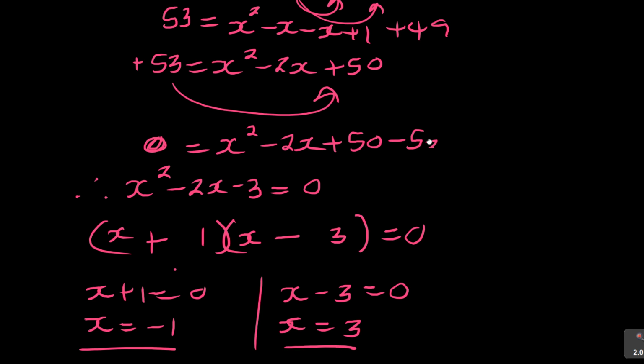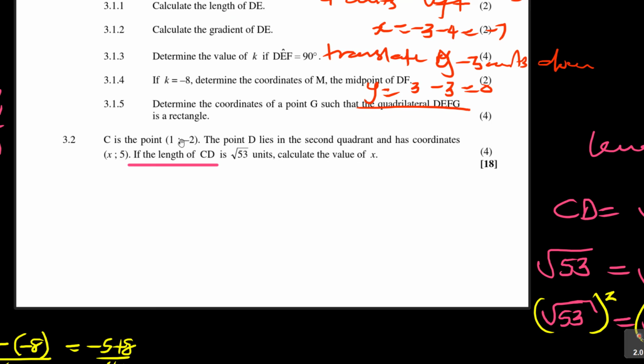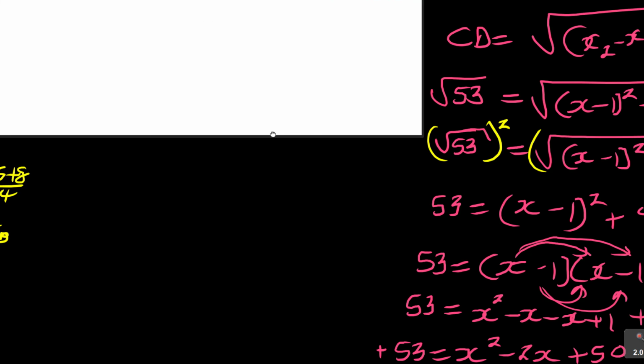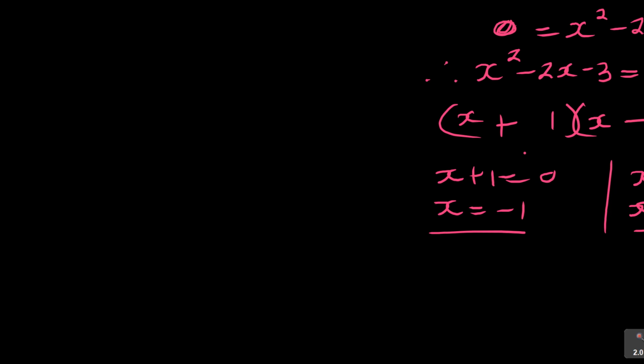So they gave that. Let's go back to the statement. Let's read the statement again. Where is it? It says C is the point, and the point D lies in the second quadrant. Now, let's make sense of this. It lies in the second quadrant and has coordinates (x; 5). Now, second quadrant, what are they trying to say? They are saying if you are finding these, one of the values is correct. So second quadrant is like this.